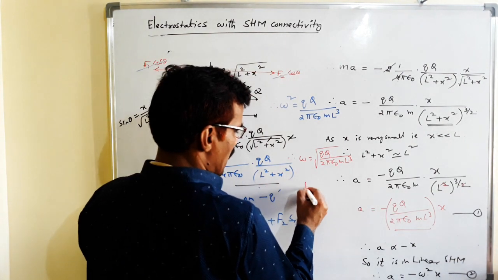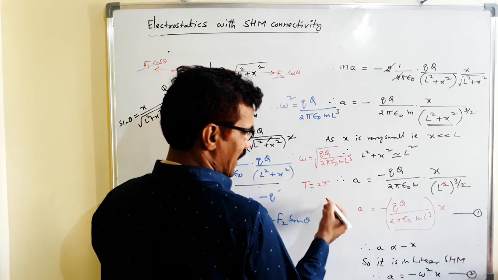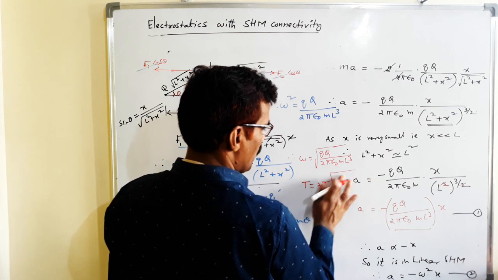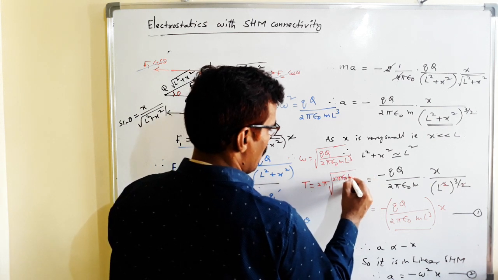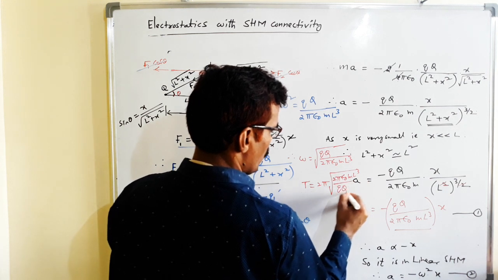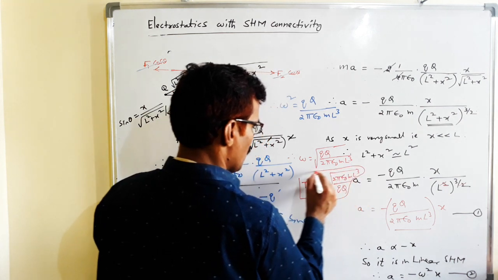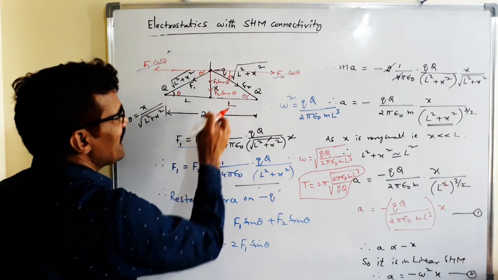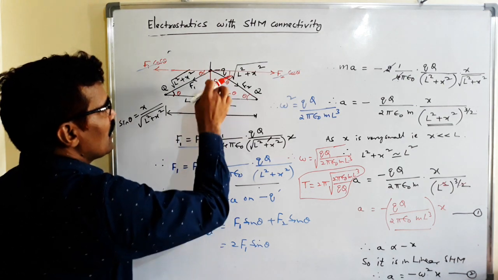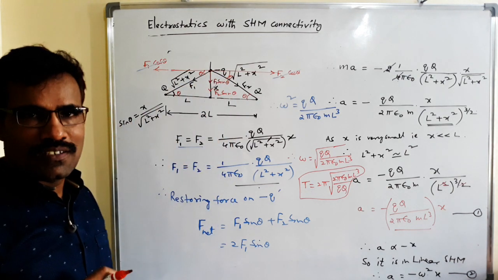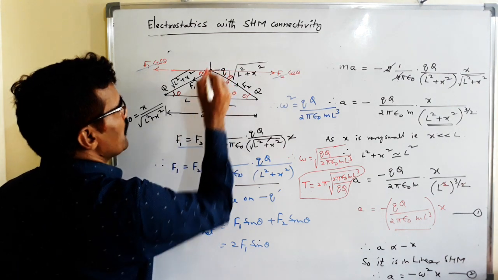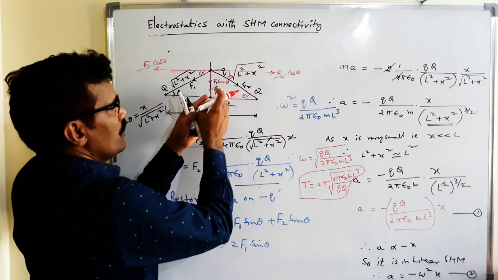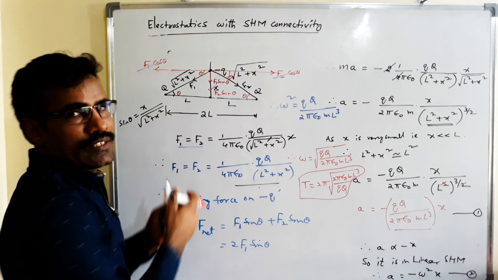Then after that we want the time period. Time period equals 2 pi by omega. That's why instead of omega I should write this one. Therefore here T equals 2 pi root over 2 pi epsilon naught m L cube by QQ. This is the time period of a charged particle minus q. Minus q is displaced slightly perpendicular to the line joining the fixed charges, that means small lateral displacement.